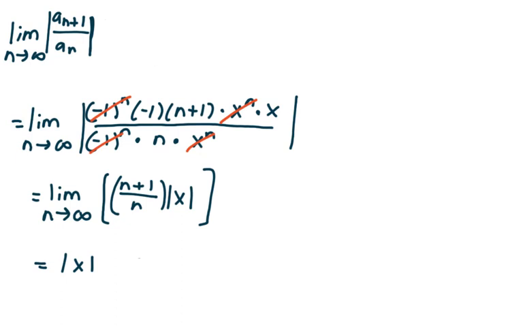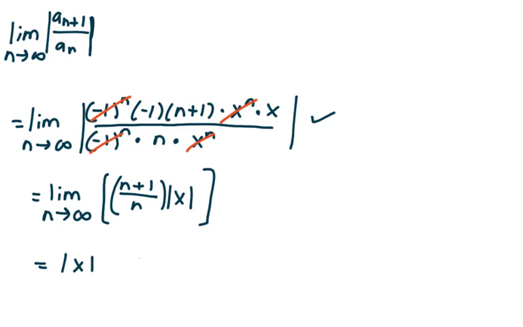Plugging this in, we get the limit as n goes to infinity of the absolute value of a sub n plus 1 divided by a sub n, applying the ratio test, which is equal to the limit as n goes to infinity of the absolute value of negative 1 to the n times negative 1 times n plus 1 times x to the n times x, all divided by negative 1 to the n times x to the n. So the x to the n's are going to cancel, and so are the negative 1 to the n's.